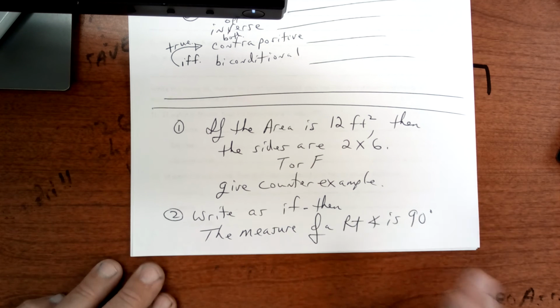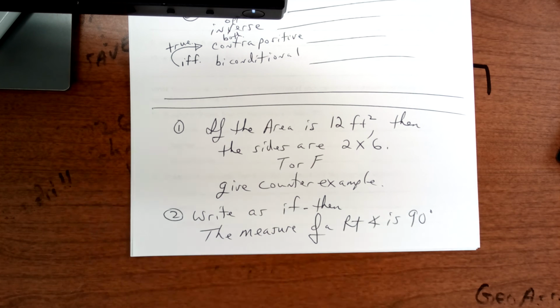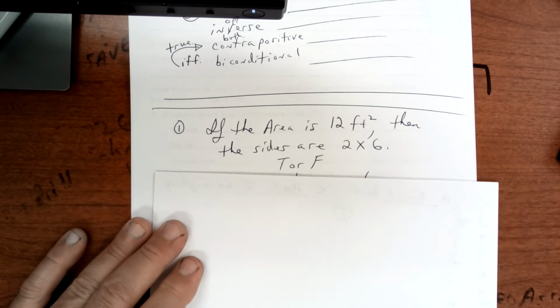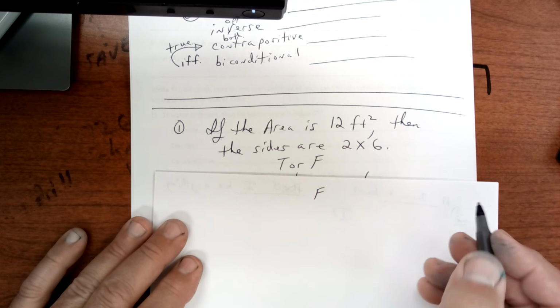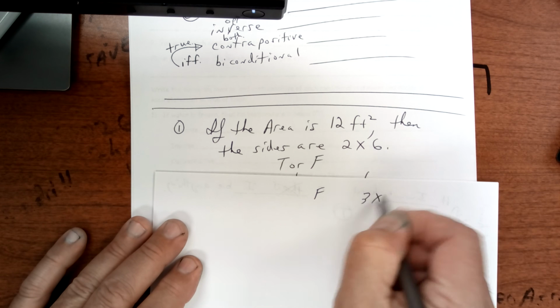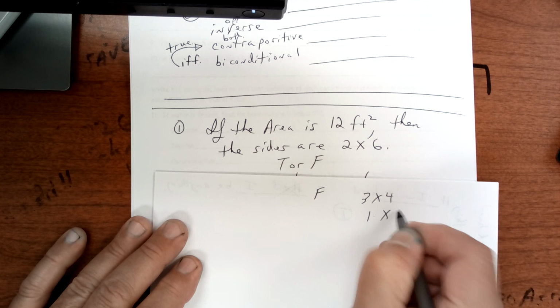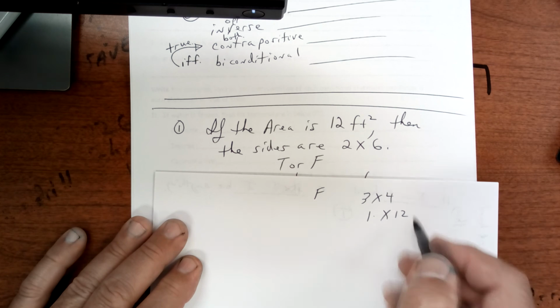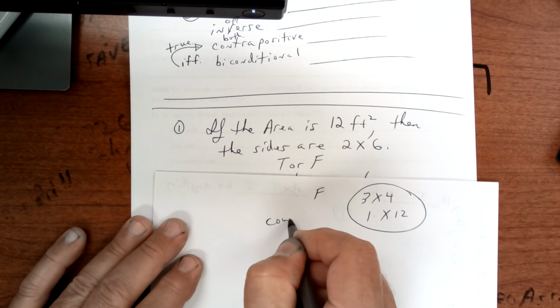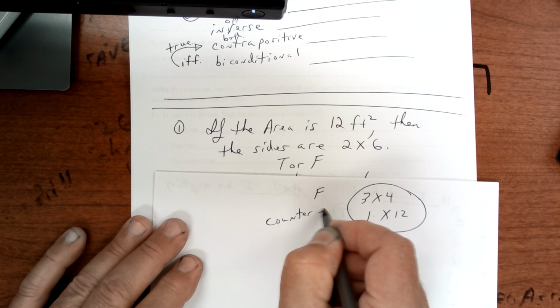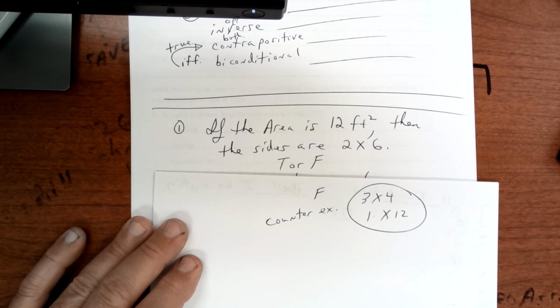Okay, it says if the area is 12 feet, then the sides are 2 by 6 feet. Well, I'm going to say false because the sides could be 3 times 4. It is still 12. Or it could be 1 times 12. Okay? So these are called counter examples.